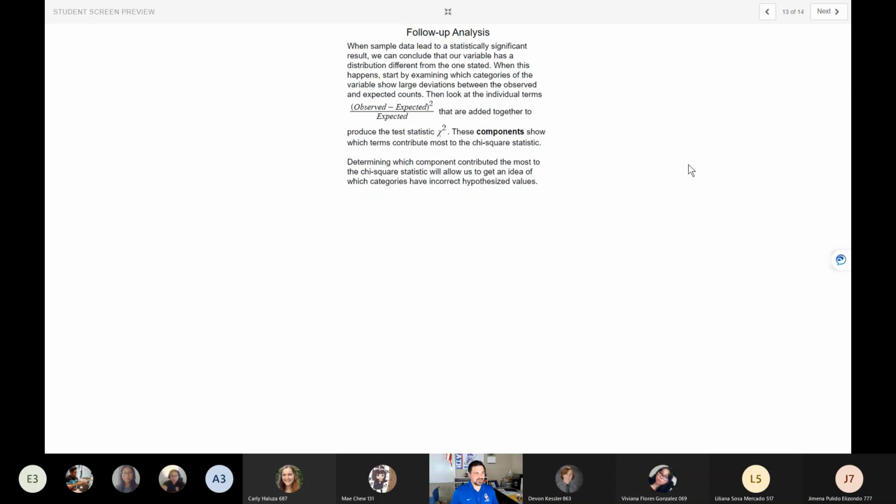Then look at the individual terms, observed minus expected squared divided by expected, that are being added together to produce the test statistic chi-squared. These components show which terms contribute most to the chi-square statistic, and therefore contribute most to the results that we had. Determining which component contributed the most will allow us to get an idea of which categories have incorrect hypothesized values. So that's the follow-up analysis. It's basically saying, what contributed the most to the results that we just got?